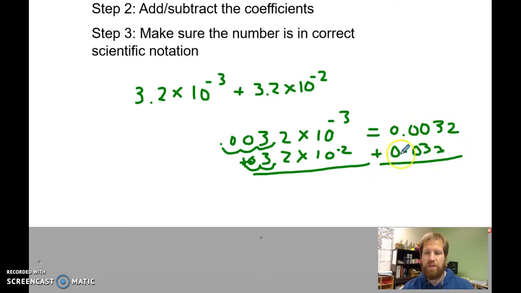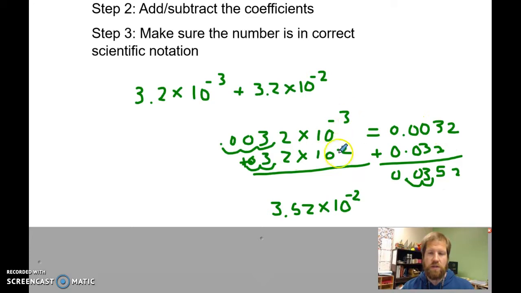Okay? And you can see that the place values make a big difference when we turn it into standard notation. We have 0.0352. And then we could turn that back into scientific notation. Move this back 2. We have 3.52 times 10 to the negative second. You can't always do this, because sometimes your numbers are too big or too small, but as long as your numbers are reasonable, you can turn it into standard notation, do the addition or subtraction, and then convert it back.